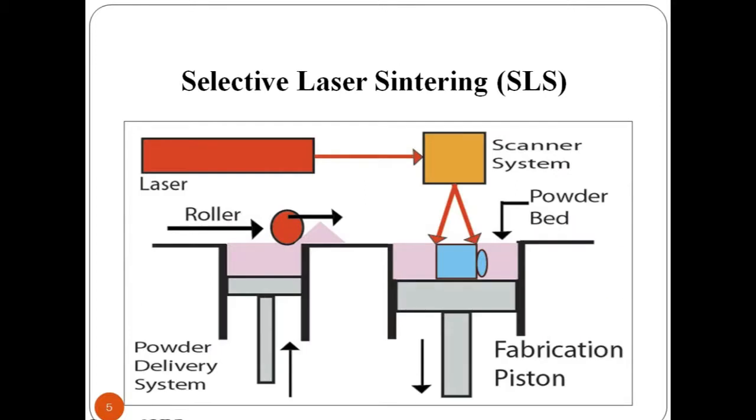Look at this picture which explains the method. The laser selectively fuses the powder material by scanning the cross-section generated by the 3D modeling program on the surface of a powder bed. After each cross-section is scanned, the powder bed is lowered by one layer thickness. Then a new layer of material is applied on top and the process is repeated until the object is completed.